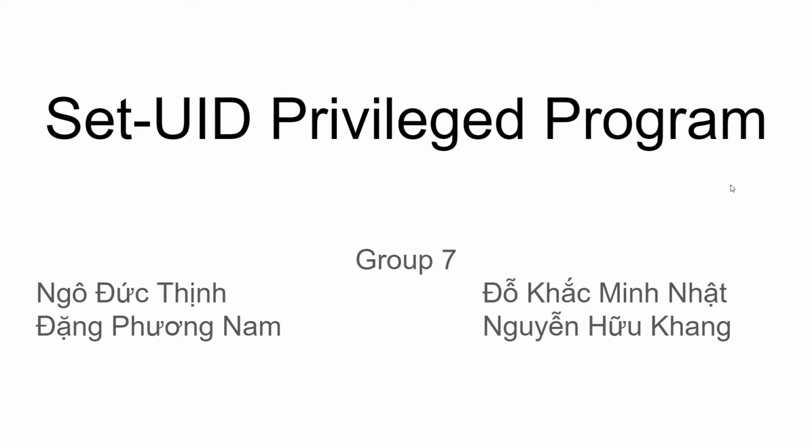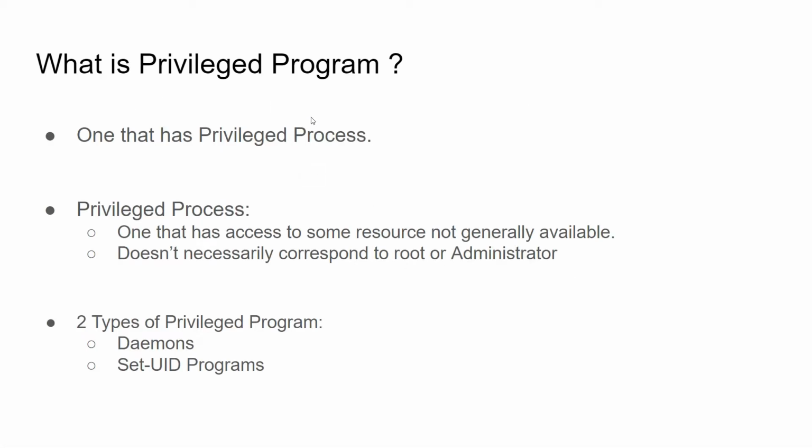Now we will introduce Set-UID privileged programs. Firstly, we will introduce what a privileged program is. A privileged program has a privileged process. The privileged process has access to some resources not generally available. For example, users who want to read a password file that denies permission to a normal user need a privileged process to access that file.